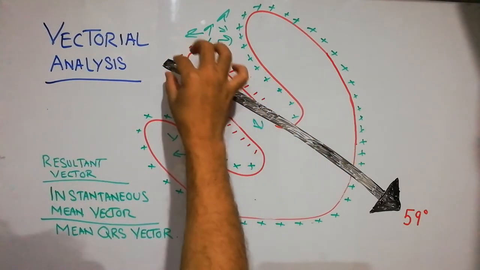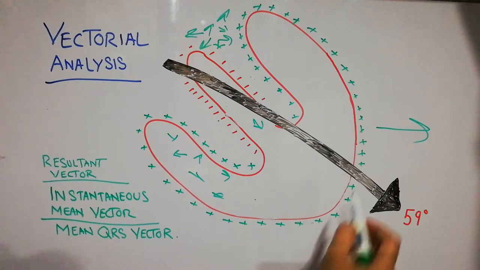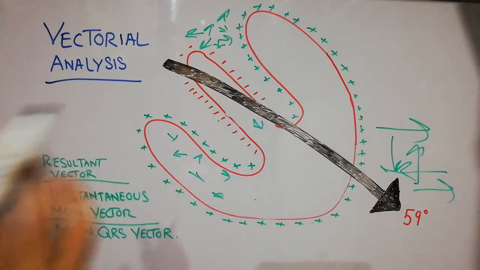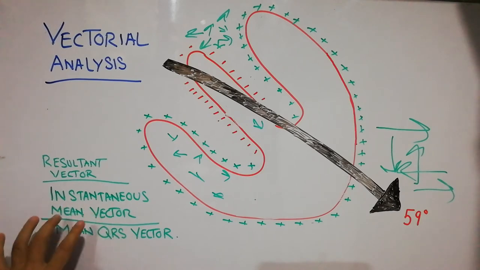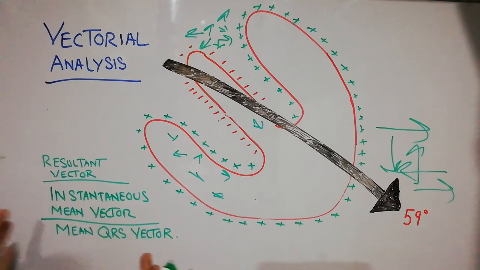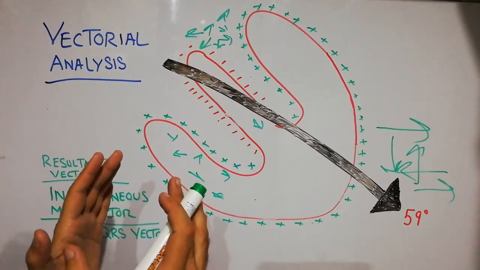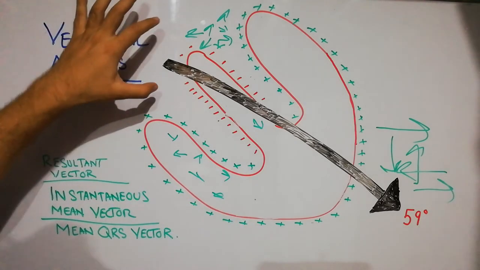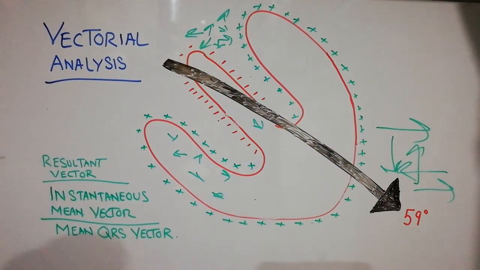The direction of this vector could be anywhere; it could be straight this way, downward, upward, rightward or leftward. But the instant at which we detect that vector is known as the instantaneous mean vector. It is obtained by the addition of all these small vectors which are formed due to the depolarization process of the heart. The depolarization process basically starts at the base, spreads through the septum and then reaches the apex.